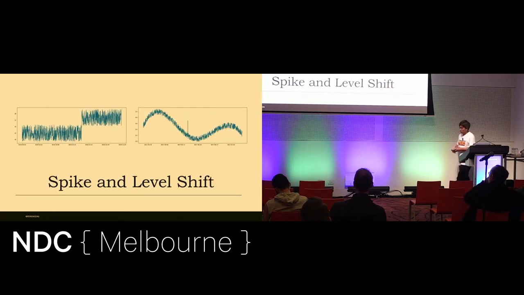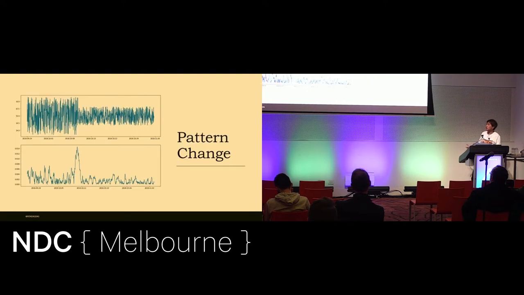Spike and level shift. Notice how the data that you're receiving is typically in this range, and then suddenly shifts up, or sometimes shifts down. So identifying those can get tricky. Pattern changes. This is a good example when you're watering your lawn, you have your hose, water is spitting out and someone stepped on it, or there's a kink and the water pressure is lower. That is one way you can see there was a pattern change, right?